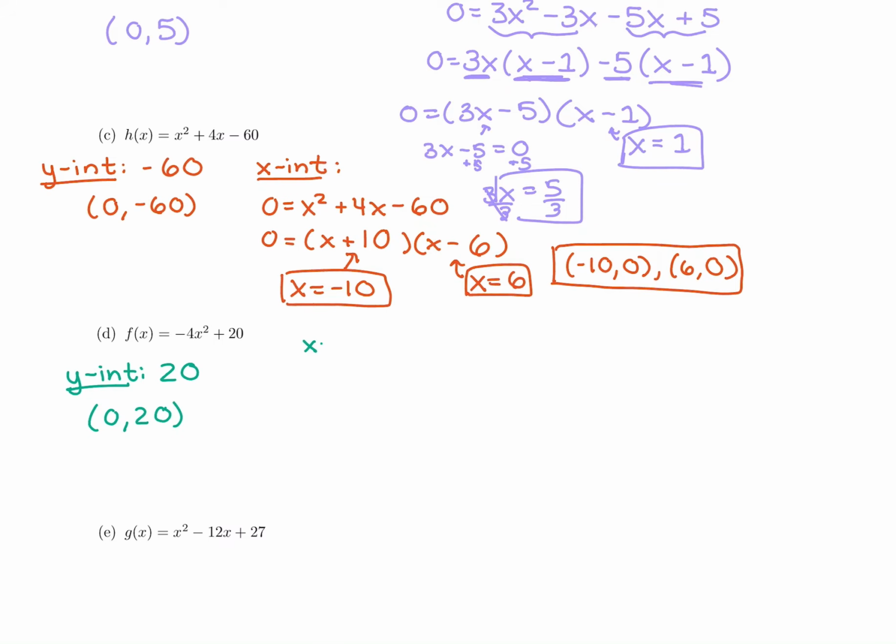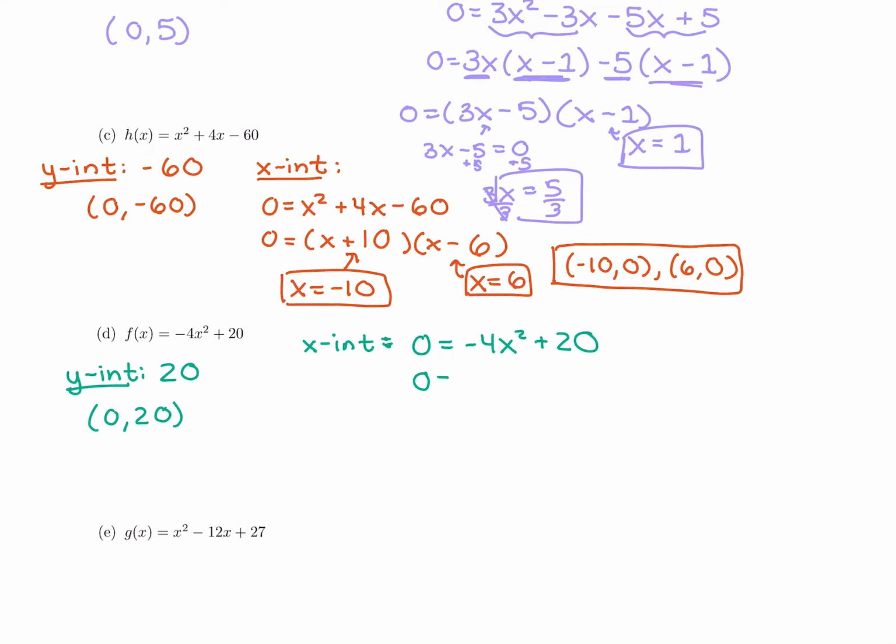And then our x-intercepts, we are going to set the y value equal to 0. So we're going to have 0 equals -4x squared plus 20. So I have a binomial, not 3 terms, I only have 2. So I can try to look for a difference of 2 square numbers, but these are not subtracted and 20 is not square. So instead, I'm going to pull out a greatest common factor.